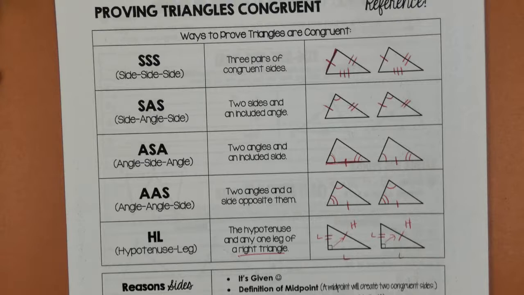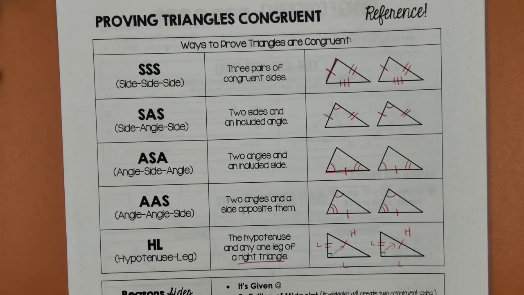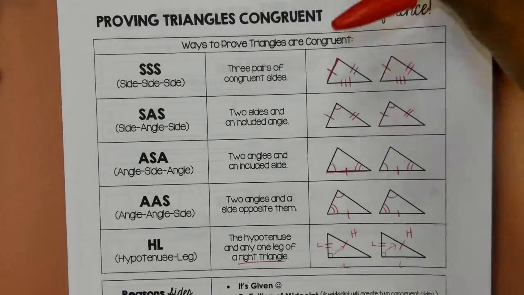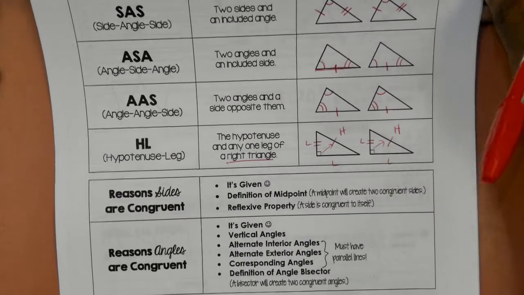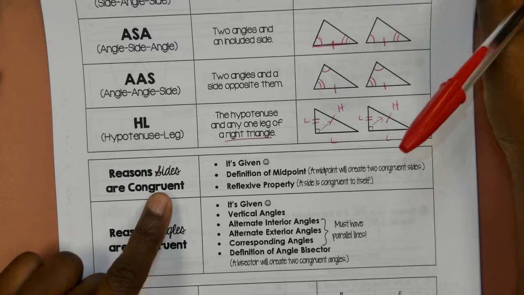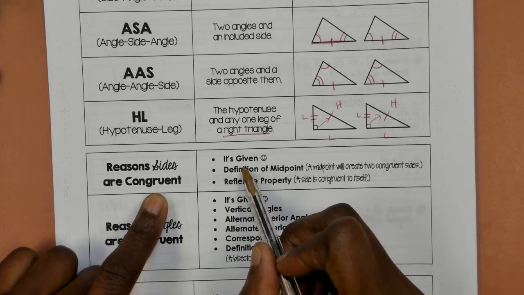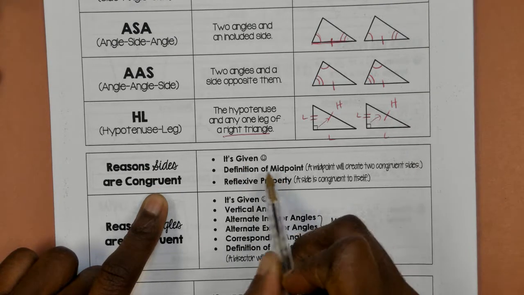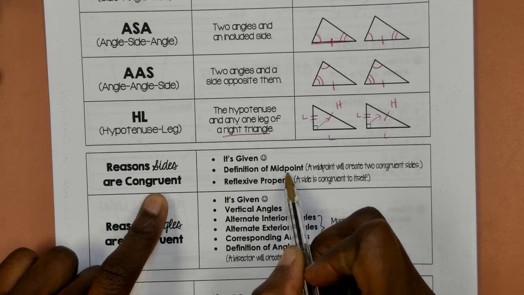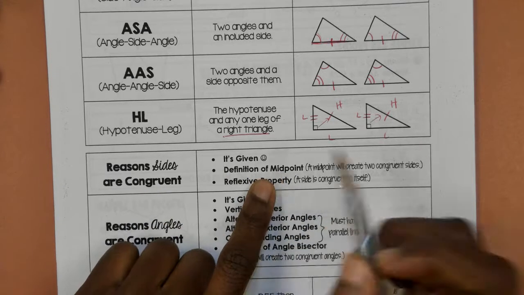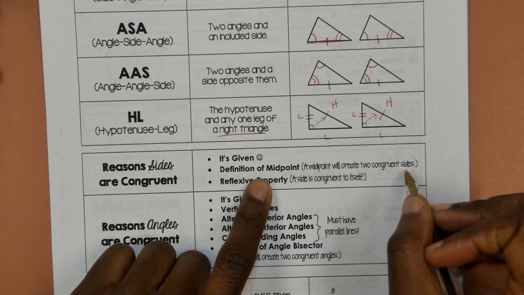So this whole paper, this one that says reference, is where all of the reasons for the proof are going to primarily be. You would want to reference this if you're stuck on figuring out a reason for a particular statement that you can make. Some of the side reasons: it's going to be given, so it's part of the given information. You might see definition of midpoint in the given information. If you see that, that means that you can create 2 congruent segments.